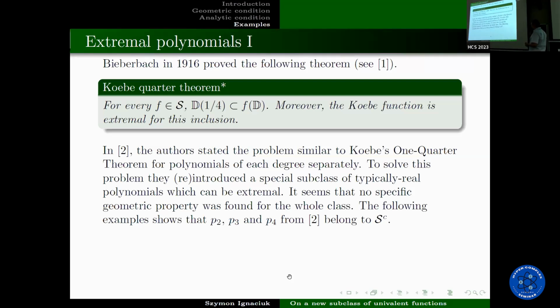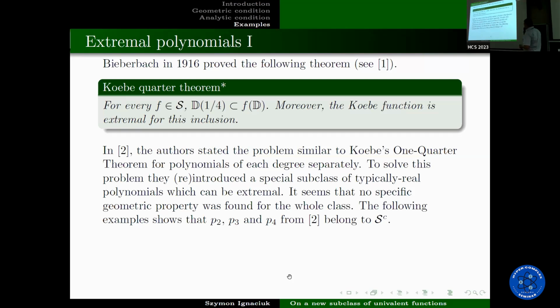And of course you can consider similar problems as here. For example, not taking S but some subclass of S. And for example, you can consider the problem similar to the Koebe one-quarter theorem for polynomials of each degree separately. And in this topic there is a paper by Dmitrishin and others. And they introduced a special subclass of typically real polynomials which are extremal.